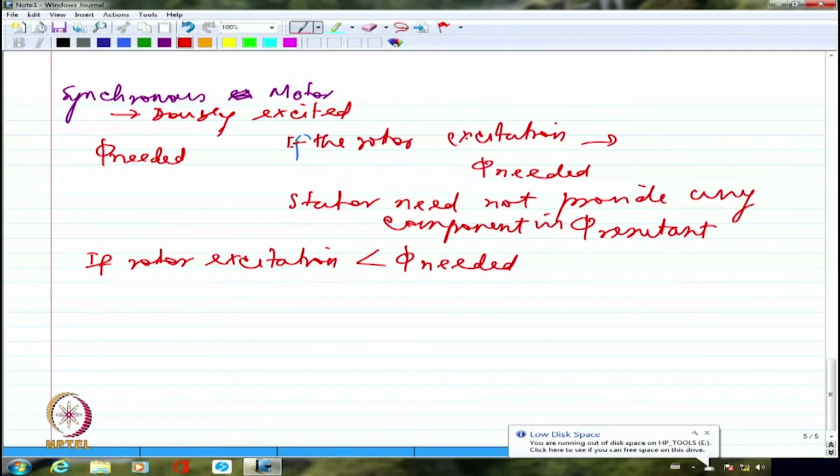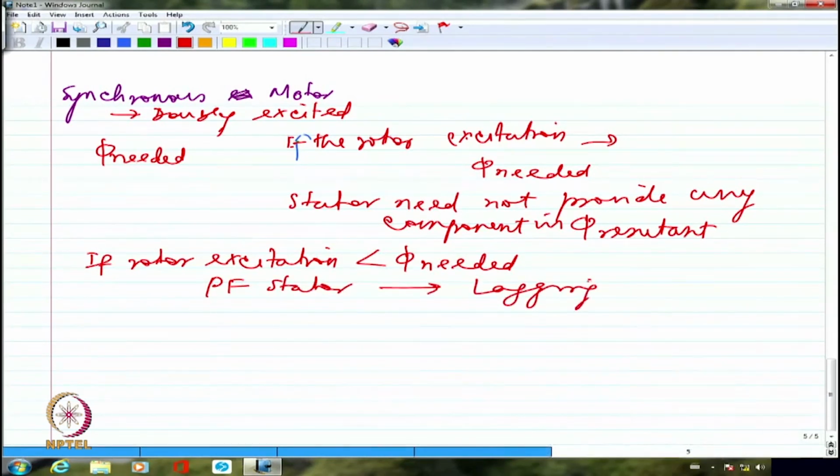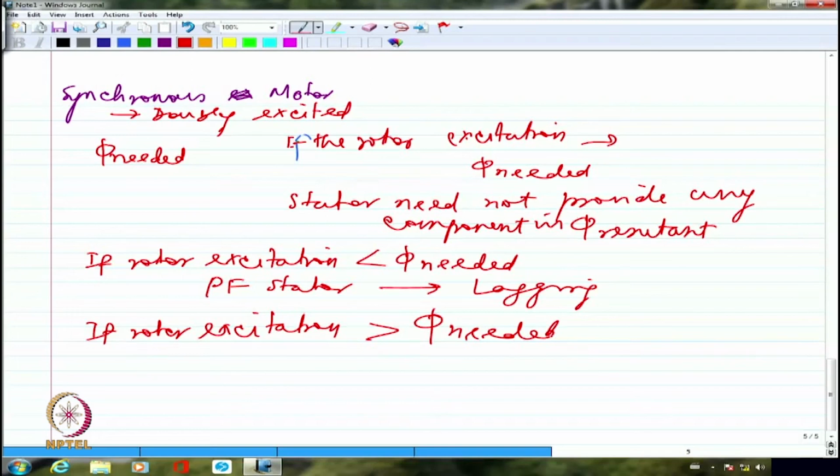Now it is going to draw a reactive current, which means the power factor of the stator side is going to be lagging. Whereas, if the rotor excitation is in excess, that is greater than phi needed, the flux needed.